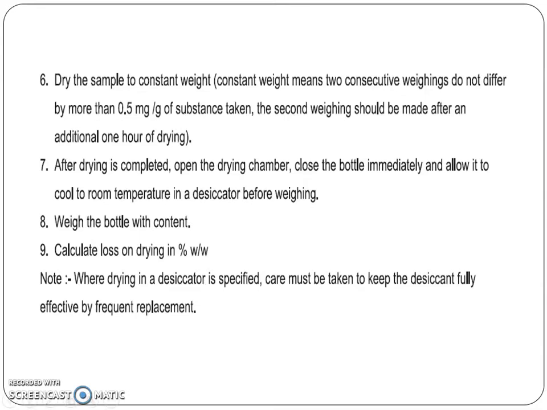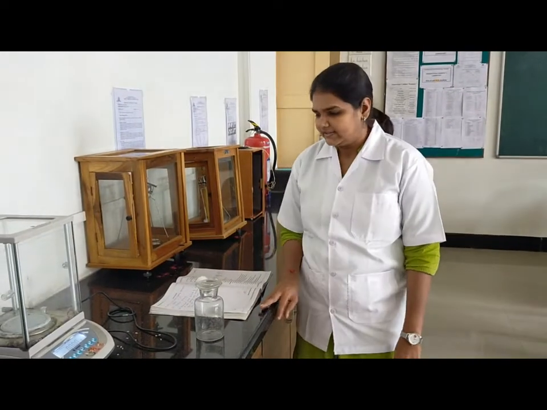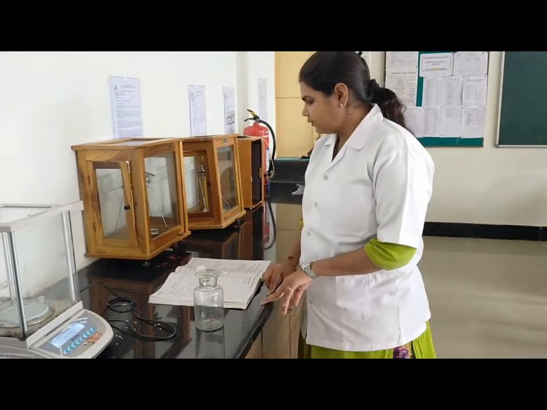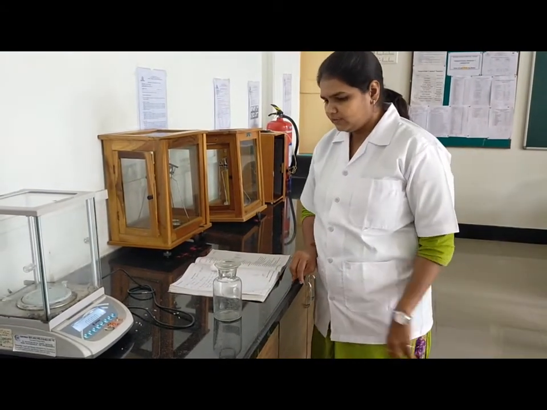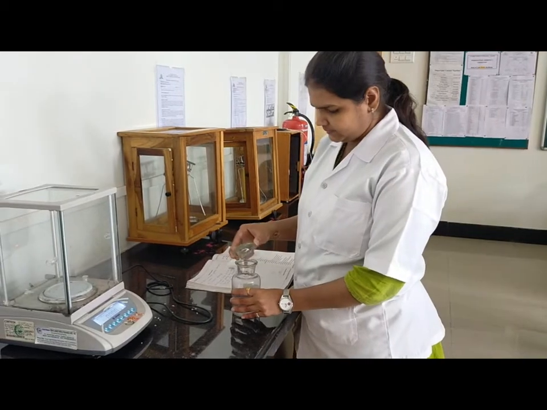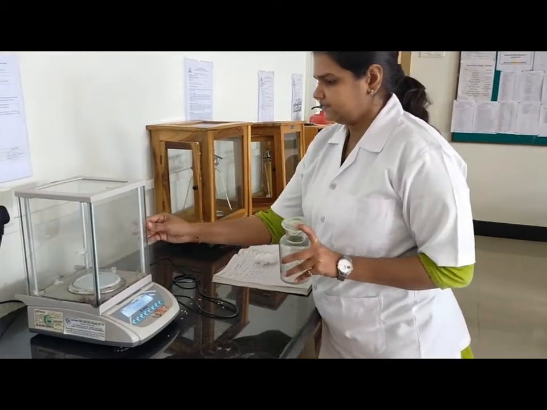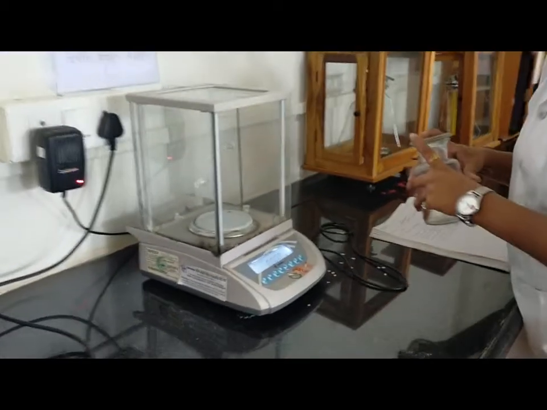So now let us start with our actual procedure in the laboratory. So let's start with the procedure, friends. Okay, now let's start with the actual procedure to determine the loss on drying of absorbent cotton. So first we have to weigh this empty bottle. Weigh it.